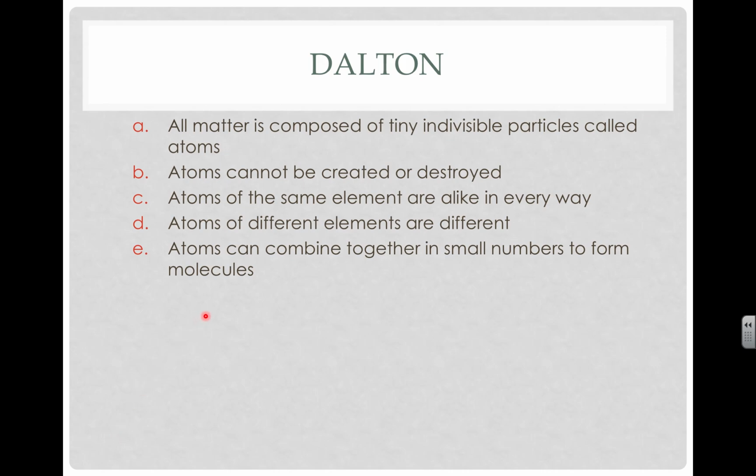The only thing that he was not right about is that atoms of the same element are not alike in every way. That's because we have isotopes, and some of them have more or fewer neutrons than others. So there are different numbers of neutrons. And then the first one, all matter is composed of tiny indivisible particles. Well, it is composed of tiny particles, but we learned by splitting the atom that we can divide them and get more atoms. You can split a uranium nucleus into two other nuclei.